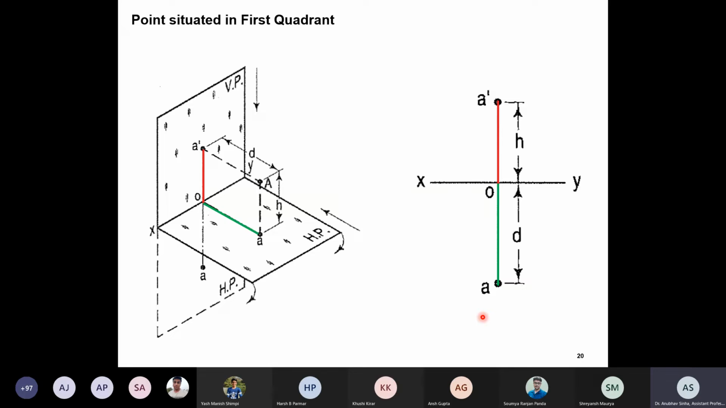Are you clear now or not? Yes, sir. This is how we rotate and we show orthographic projection.